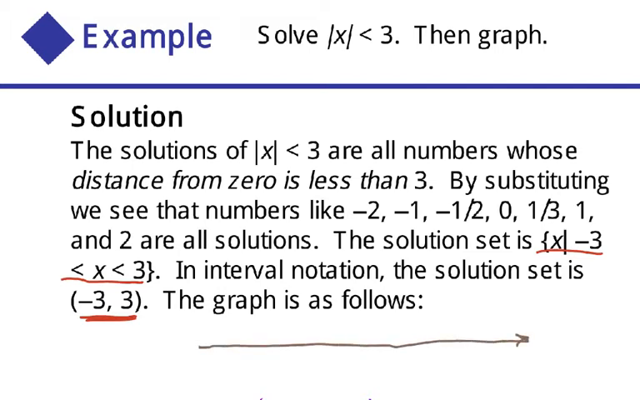We're going to have -3, -2, -1, 0, 1, 2, 3. Pretend all those are equidistant from each other. And you will have open circle and open circle and a line between, or you could also use parenthesis, parenthesis with a line between.